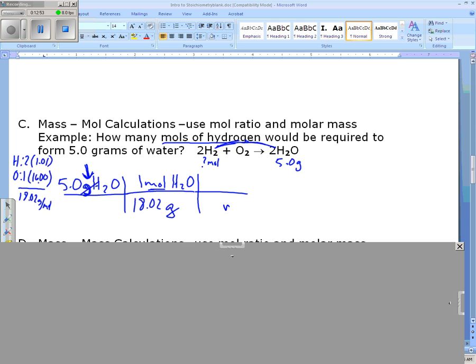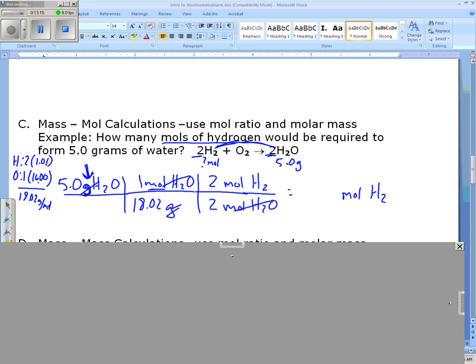So moles of water, and then moles of hydrogen, where I need to go, where the question mark is. And fill it in with the coefficients. The coefficient for water is 2. The coefficient for hydrogen is 2. Now, all I have is moles of hydrogen, and that is exactly what we wanted.